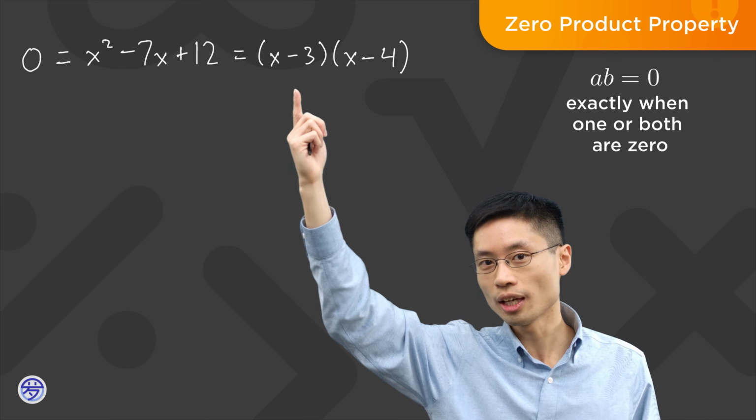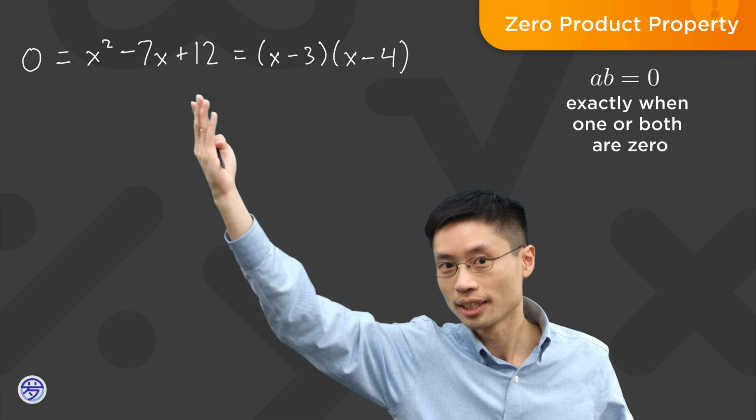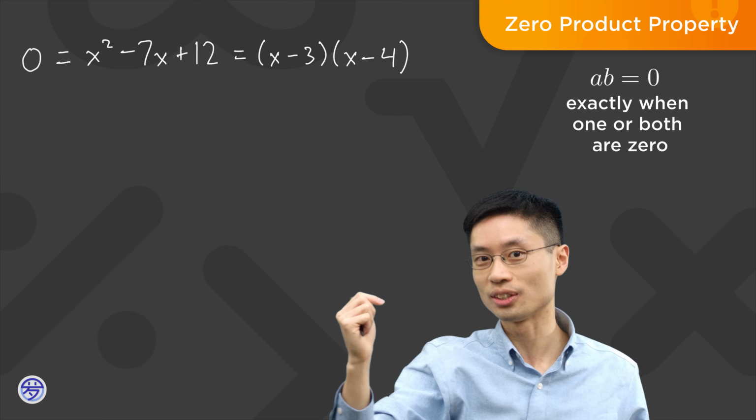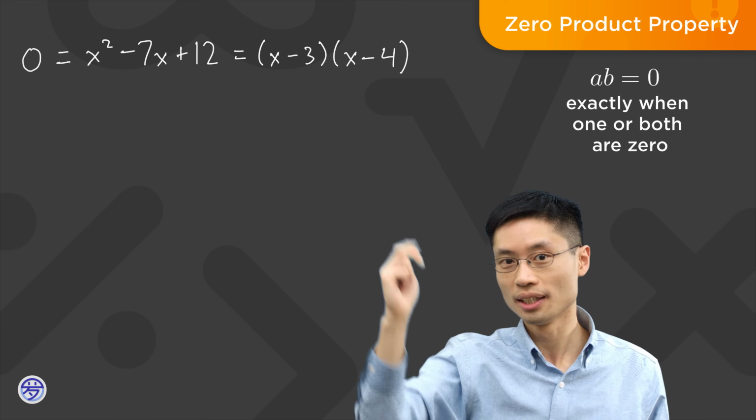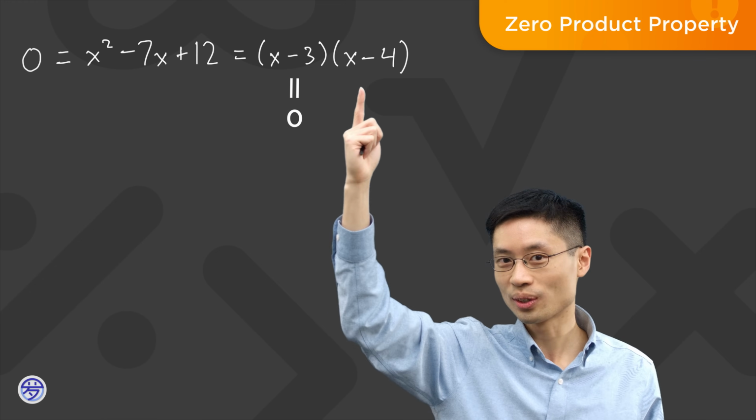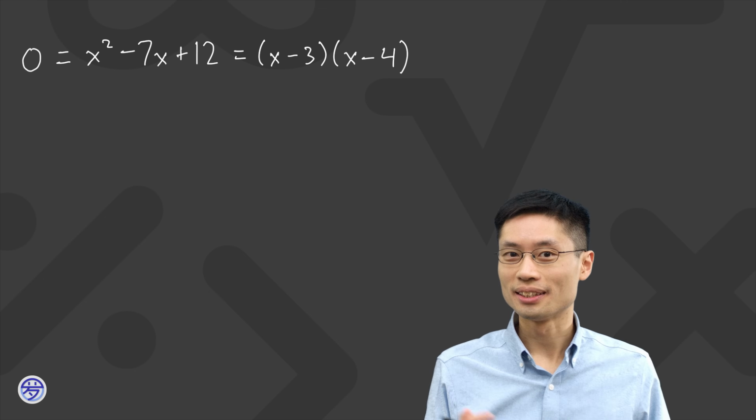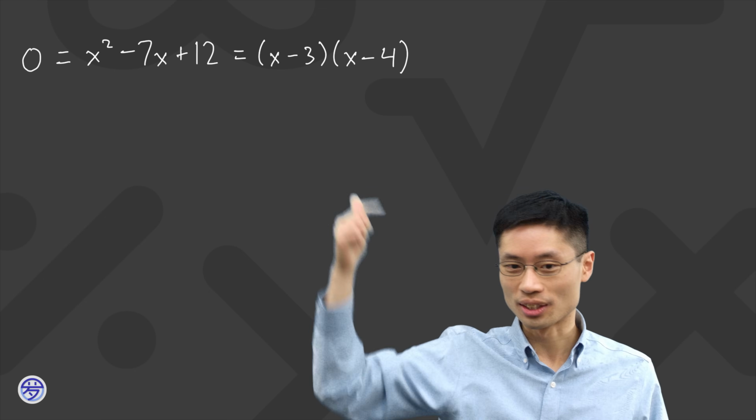And so if I know that this quadratic can be rewritten in this way, that means that the quadratic is 0 precisely when either this is 0 or that is 0. It's a precisely when. So then, when is x minus 3 equal to 0?